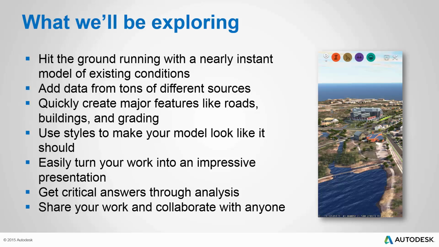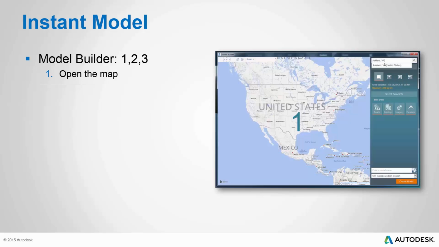What we'll be exploring with this presentation is how you can hit the ground running with a nearly instant model of existing conditions. And then once you've got that, you can add additional data from tons of different sources. You can then quickly create major features like roads, buildings, and grading, and you can use styles to make the elements of your model look like anything you really need them to look like. You can easily turn your work into an impressive presentation and get critical answers through analysis while you work. And finally, you'll see how you can share your work and collaborate with anyone, even if they don't have InfraWorks 360 installed. So let's take a look at how easy it is to create a model using Model Builder.